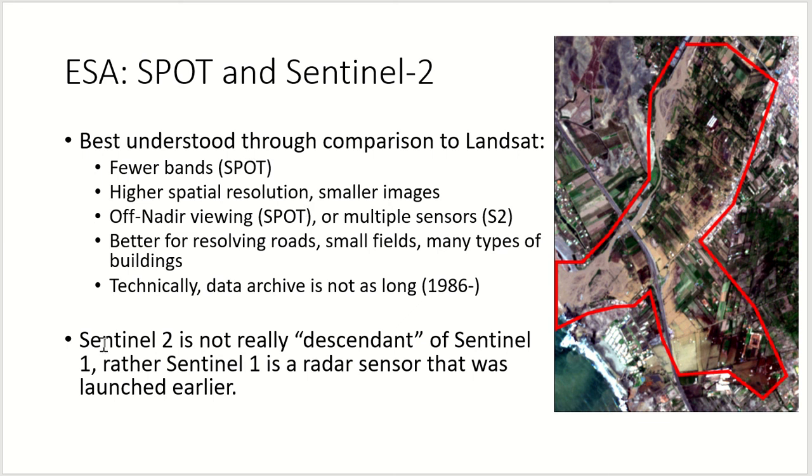Something I'll note, Sentinel-2, in contrast to the way that Landsat platforms get numbered, is not really the descendant of Sentinel-1. Sentinel-1 is a radar sensor, active C-band synthetic aperture radar. And so it launched before Sentinel-2, but it's meant as a complementary mission rather than a precursor.